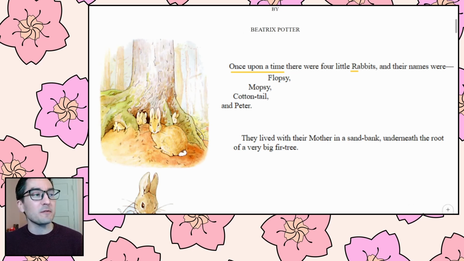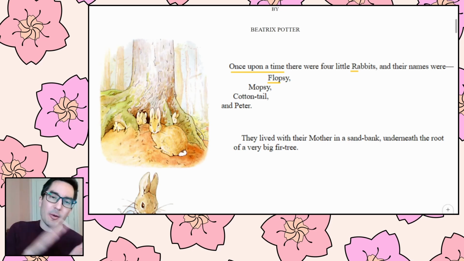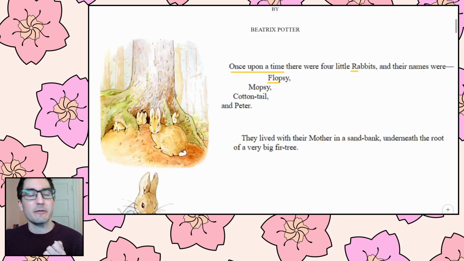And their names were Flopsy, Mopsy, Cottontail, and Peter. So, not really any meaning to these names, but flop is kind of a sound, like flop. It could be that they flop on the ground. They jump and land on the ground, and the flop is the sound. Or maybe his ears are floppy. Floppy means the ears fall down.